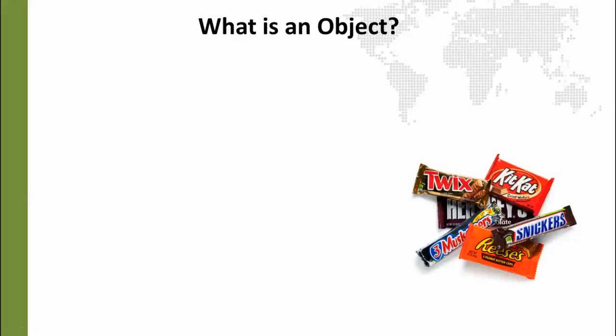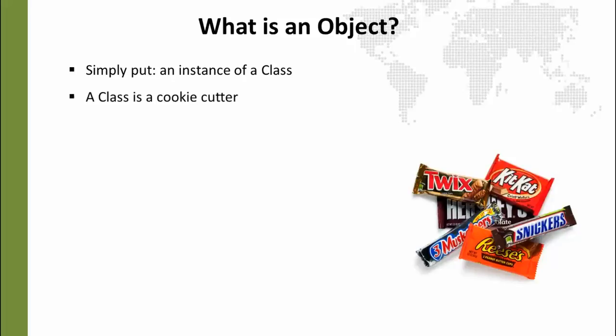So now that we have talked about what a class is, let's define an object in terms of a class. So what is an object? The simple definition is it is an instance of a class. And what I mean by an instance is if a class is a blueprint, an object is a house. It's a thing that you build with a blueprint. If a class is a cookie cutter, an object is the cookie.